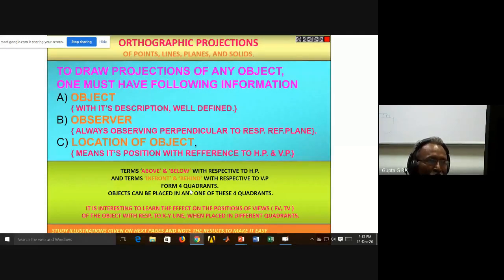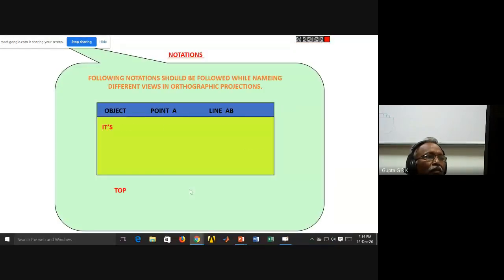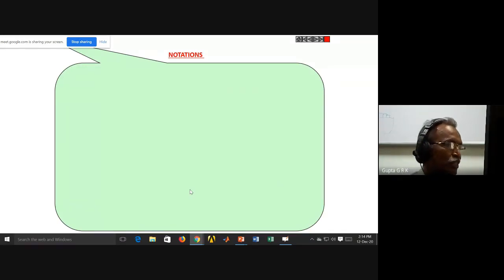But before going to project a one-dimensional object, I have to know how to represent a zero-dimensional object. That is point. So first we will learn how to project points, then lines, then planes, then solids, then complex solids. Like that we go from simple to complex gradually. Okay, so that's what we are going to do.